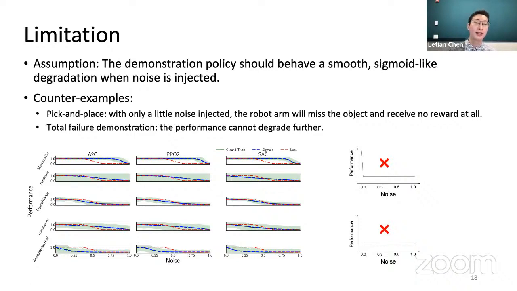Another counterexample is when you give a total failure demonstration, like a super suboptimal demonstration, such that adding noise will not degrade the performance further. Then the noise performance relationship will just be a flat line, and SSRR cannot do better than the demonstration in this case either.